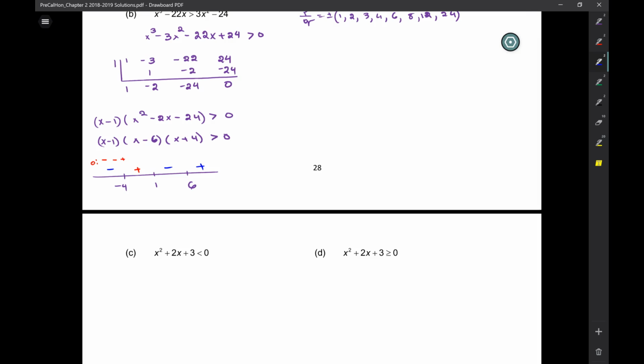Minimal thinking. Now, which regions do I want, positive or negative? Positive. I want the positive regions, so that's here, and that's there. Now, I don't want the actual values that make it 0 because it's just strictly greater than 0 here. So they're open parentheses from negative 4 to 1 and from 6 to positive infinity. All right?